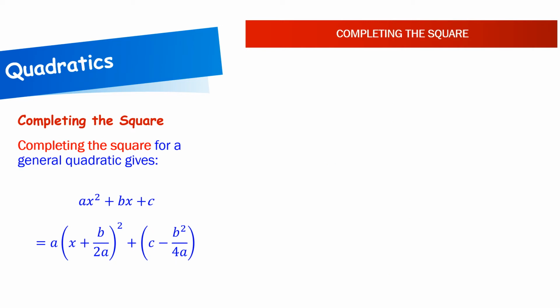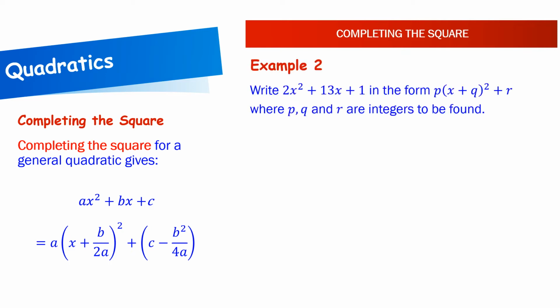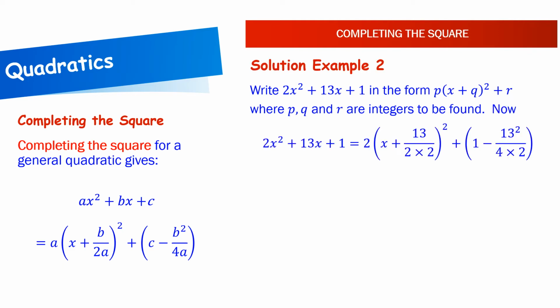We can also complete the square for a general quadratic by using the formula on the left-hand side of the screen. Pause the video and have a go at the example on your screen. Press play when you're ready to view the solution. Let's now solve example 2. Applying the formula on the left to our example gives us the expression shown on the right. So let's see where we got all those values from.